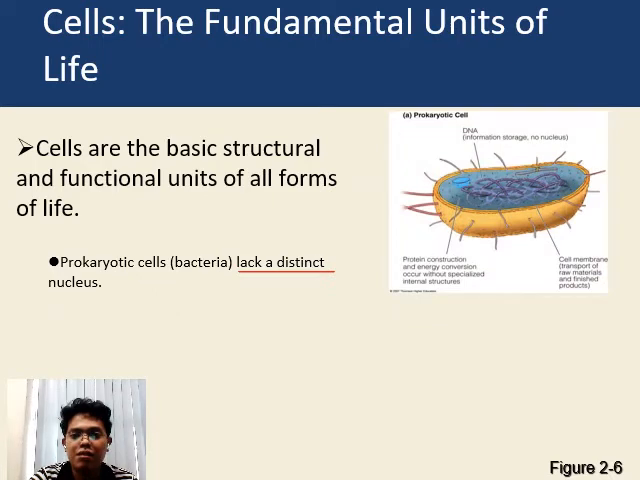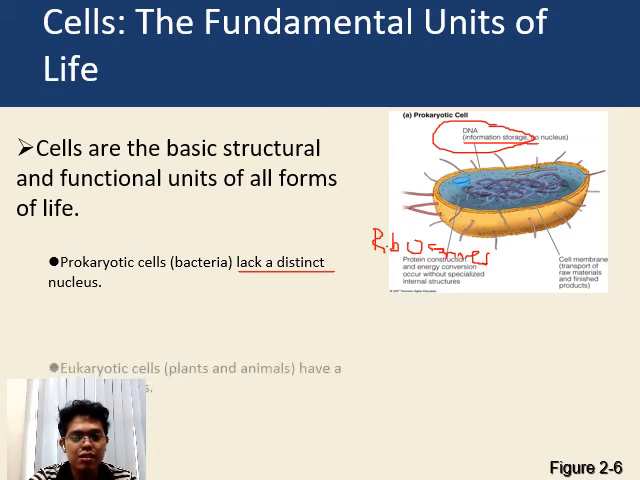So here's an example of a prokaryotic cell. It has a cell membrane where transport of raw materials and finished products occurs, and it also has a protein construction and energy conversion organelle, which is what we call the ribosomes. Ribosomes, if you remember your high school biology. And it also has an information storage where the DNA and the genes are found, but it has no nucleus. It has no distinct nucleus.